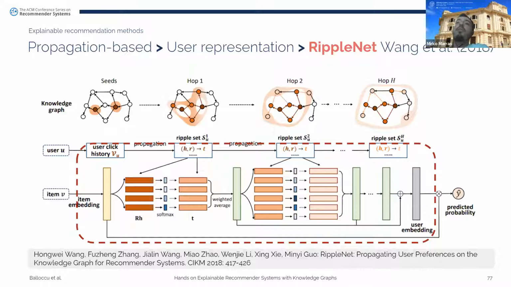And they are then combined to form the final user embedding, that is the gray block at the end on the right. And lastly, they use the embeddings of user U and item V together to compute the predicted probability Y that a user will click on a given item.